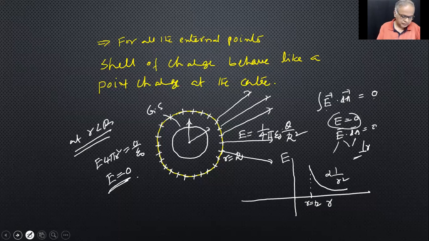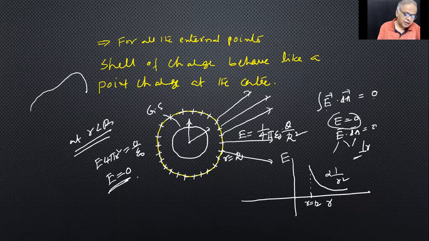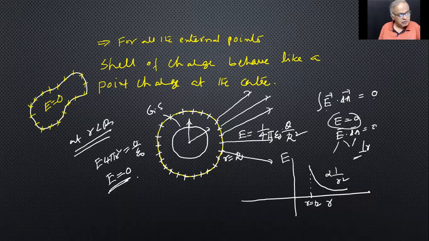I'll continue, children. But remember, even for another shell of any shape, E would be 0. Any shell you take, E will be 0. Can we justify this from Gauss law? Charge inside will be 0. So charge enclosed is 0. Therefore, E is 0. Okay, I'll come back to that. Just remember this.